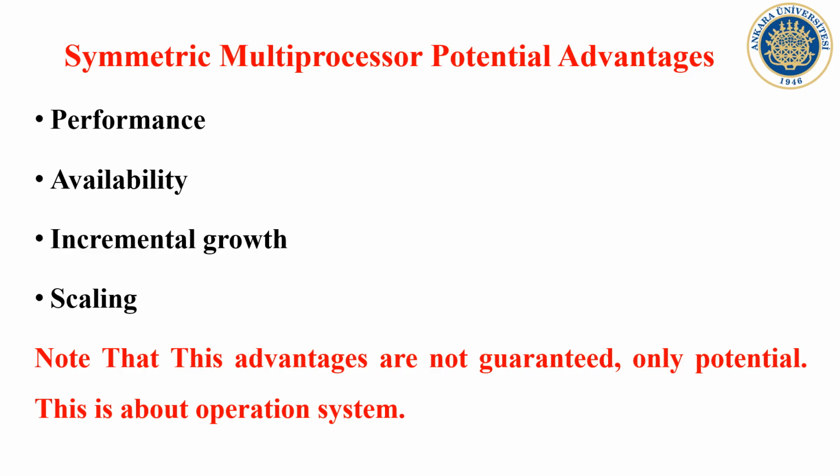Last advantage is scalability. It becomes possible to offer processors with different performance levels and different costs according to user requirements. These characteristics are closely related to how efficiently the operating system utilizes the available processors. Finally, in an SMP system, the user experiences the system as if it were a single processor machine, while the operating system manages multiple processors transparently.